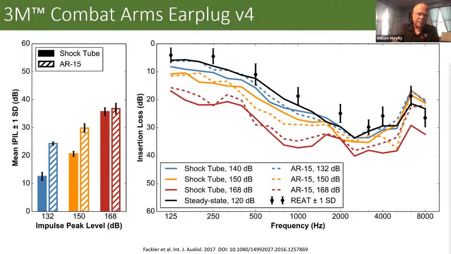We're also comparing some of the nonlinear devices with the noise measurement that is fundamental to the noise reduction rating, where it's listening to it in continuous noise. This particular device is one of these nonlinear passive filters, and it gives more attenuation as the impulse level increases. But what you can see is in the continuous noise, the black line, or the real ear attenuation at threshold, the symbols with the lines in them, those two agree nicely, but they're not predictive of what happens when we get to the very high level impulses. Next slide.